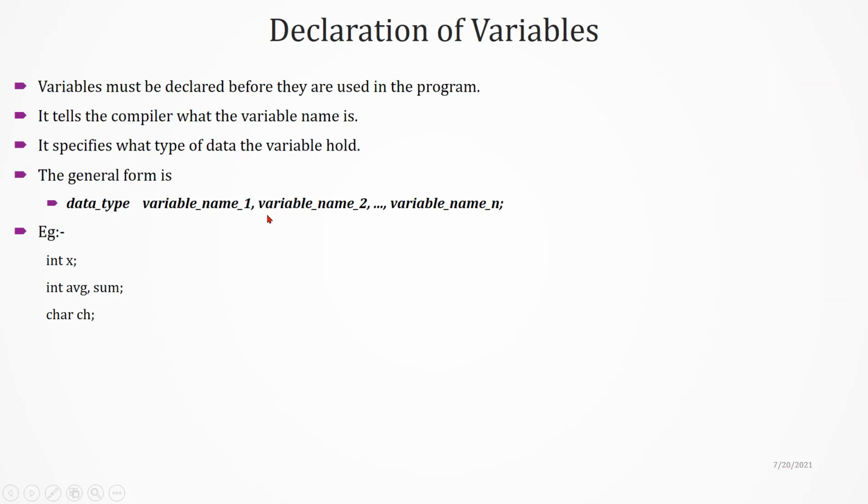Then variable name 1, variable name 2, up to variable name n. These are all user defined names. We already studied the rules to write variables. So based on those rules, we will write some variable names.